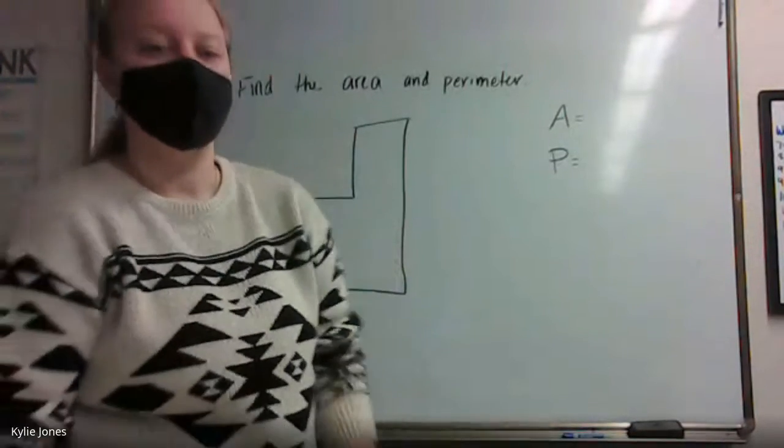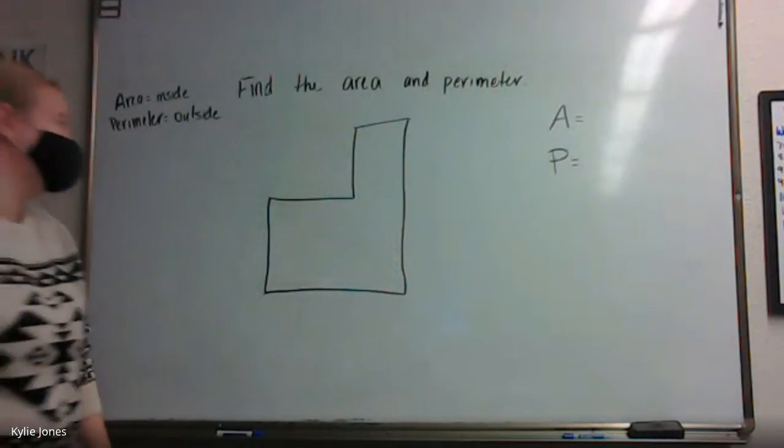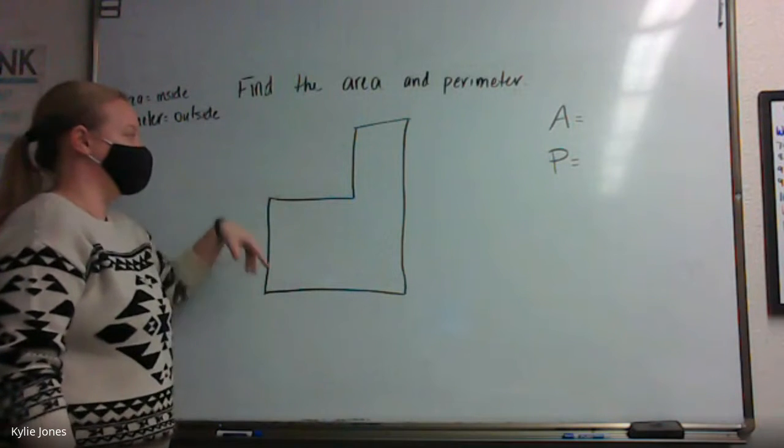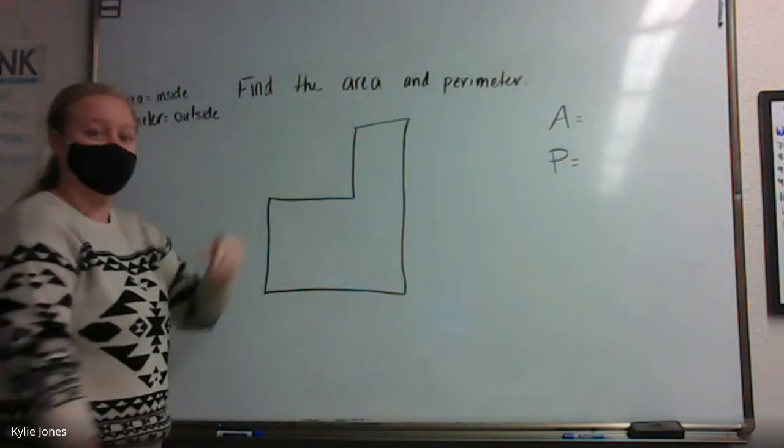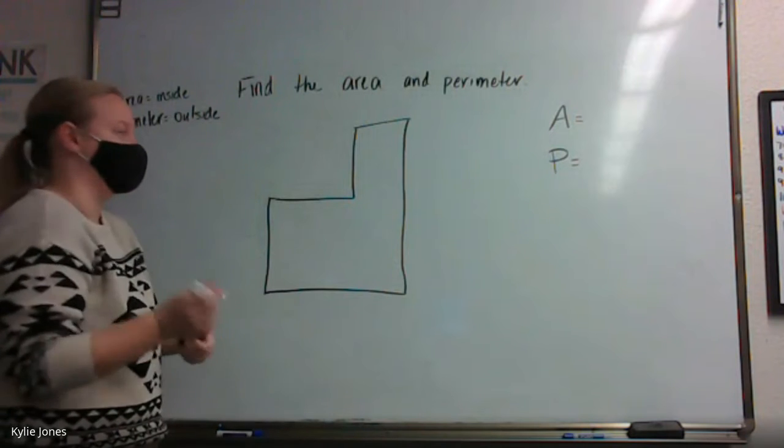Alrighty, so we're gonna start with the warm up. We're gonna find the area and the perimeter of this shape. I'm gonna put some units on here, some measurements, and then let you guys try it on your own before we go over it, okay?